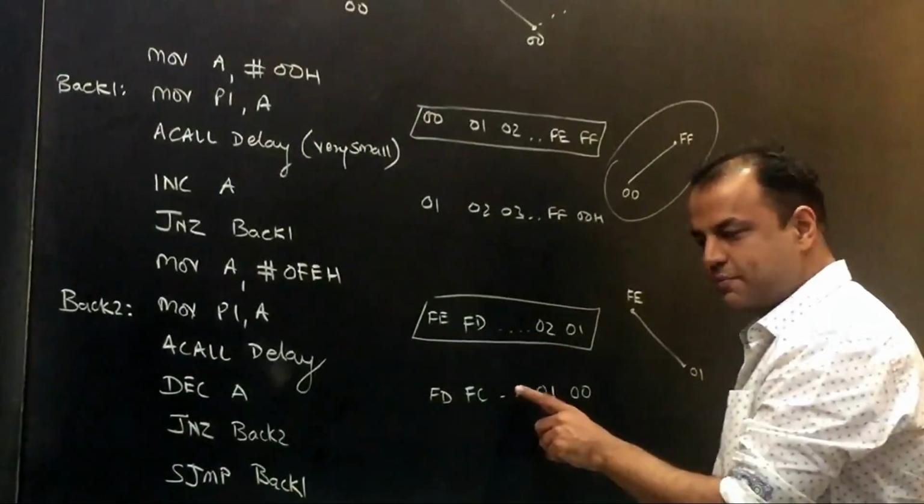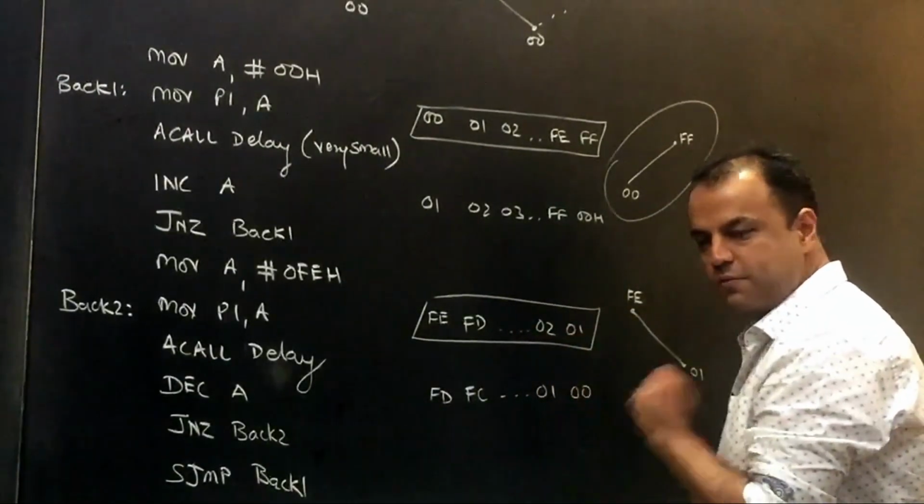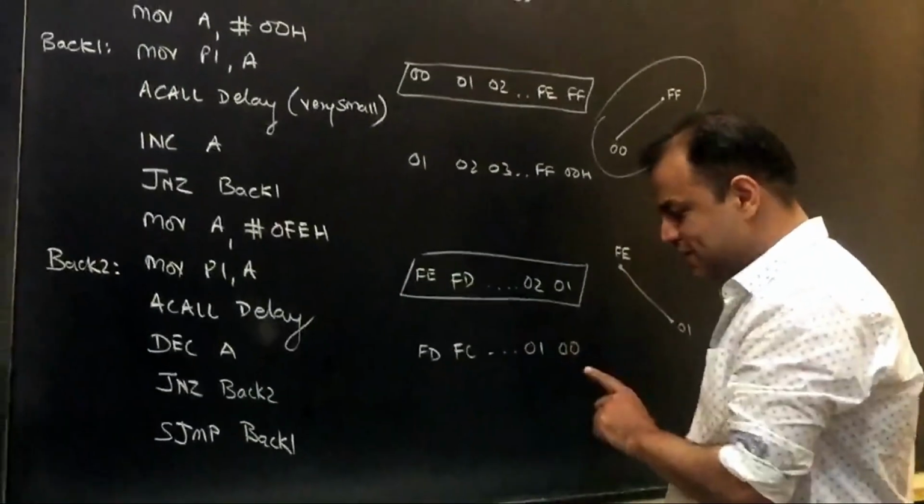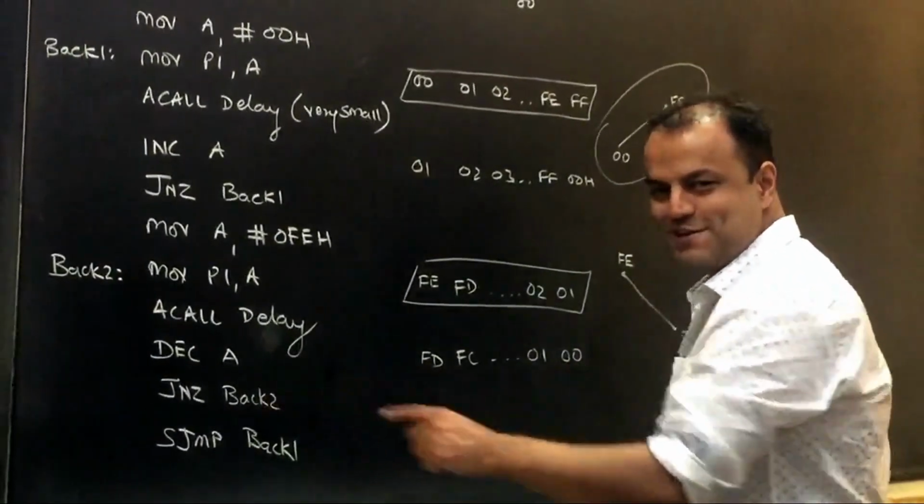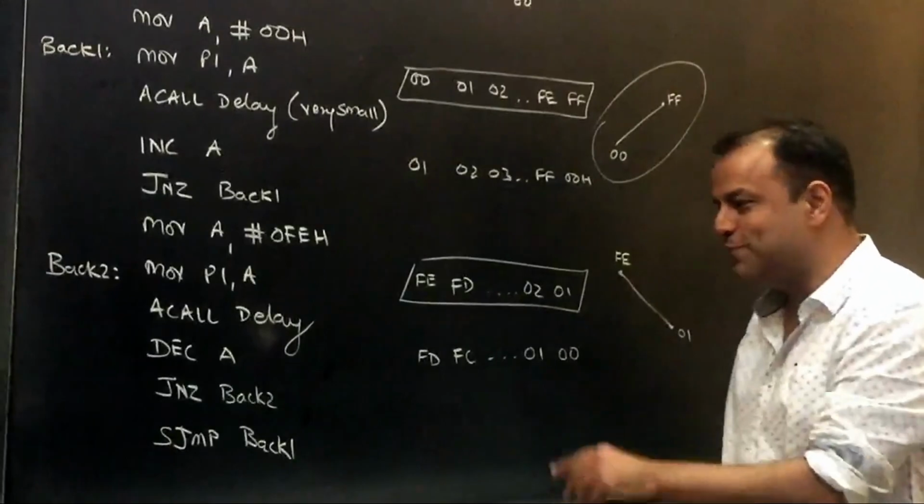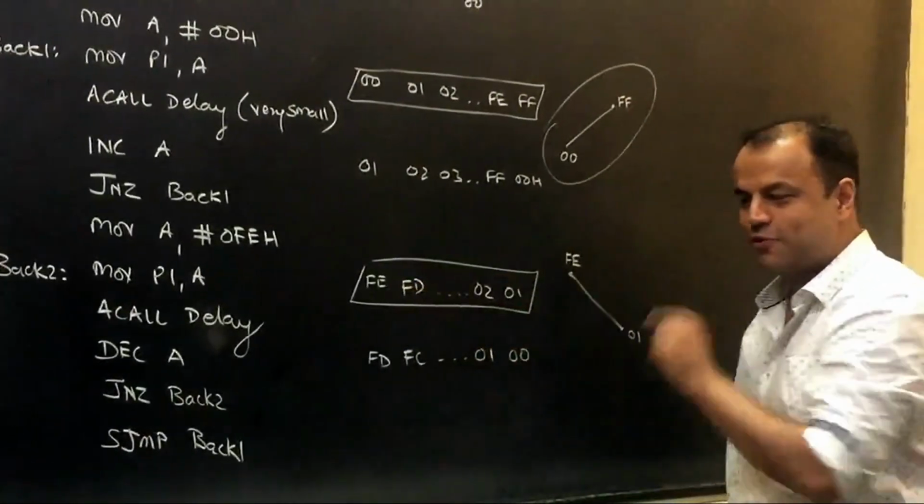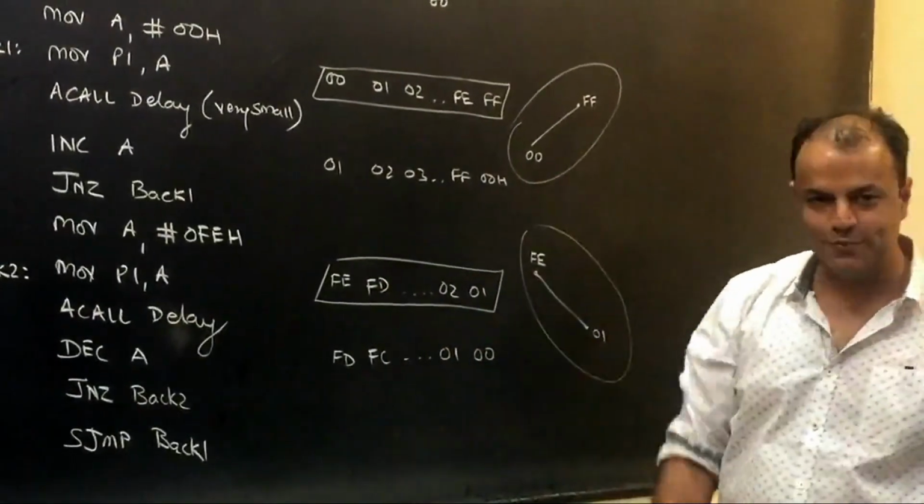Now, you display FD, A will become FC. You display FC, A will become FB. Blah blah blah. You display 02, A will become 01. You display 01, A will become 00. I have said jump if not 0, but A will become 00, so the loop will break. So what did you display? You displayed from FE to 01. That is exactly what you wanted.